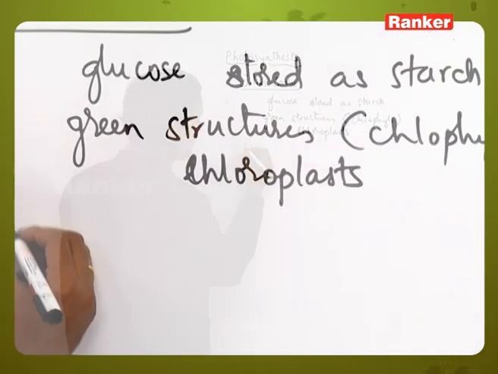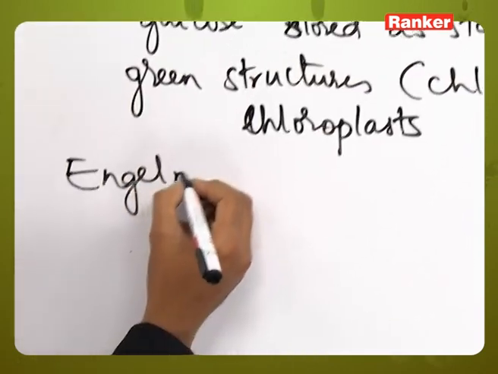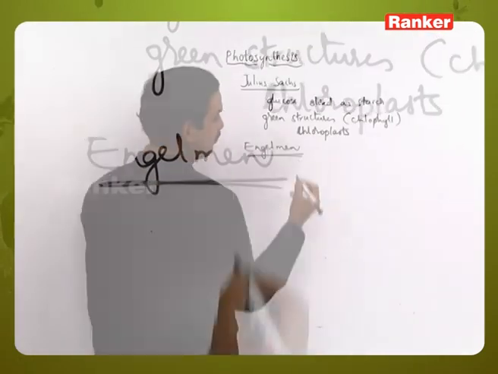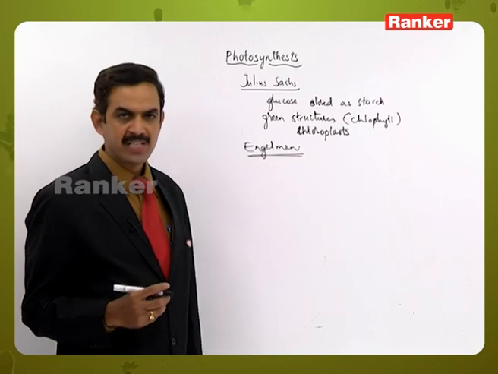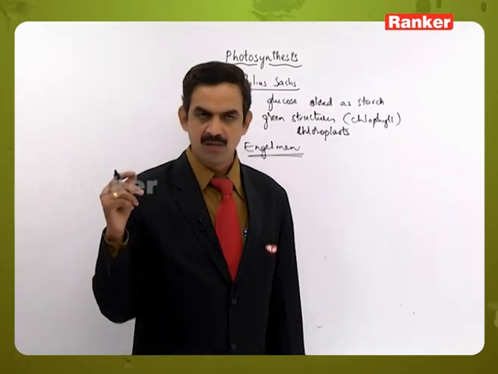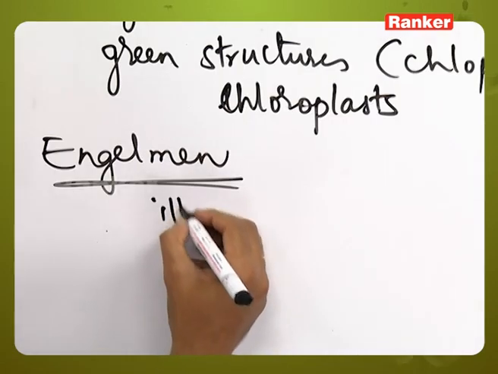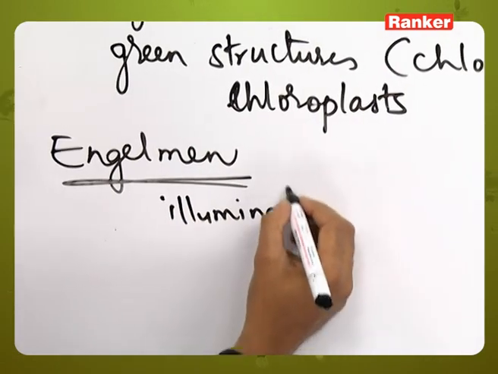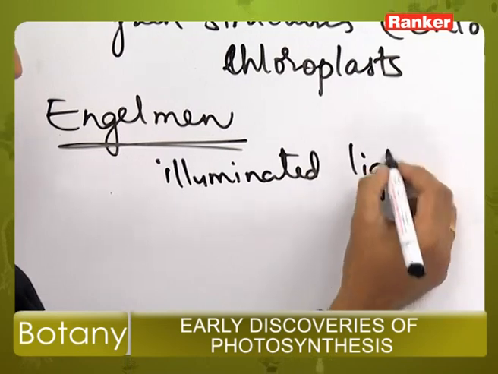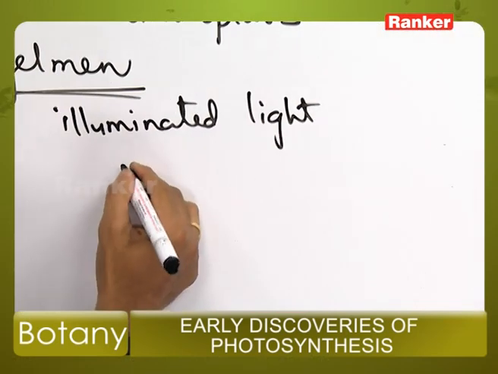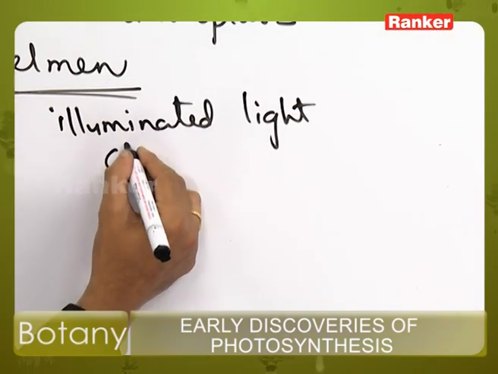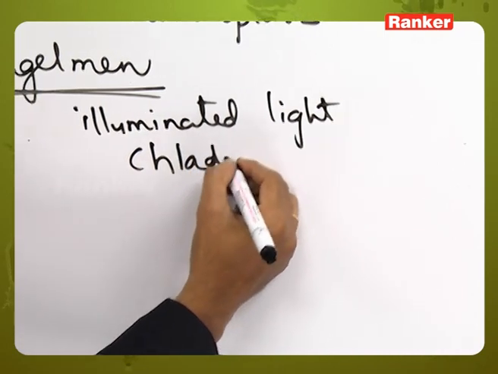And next one is Engelmann, who performed an experiment using a prism. When light is passed through the prism, the light is dispersed. This illuminated light from the prism is focused on a green alga, that is Cladophora.